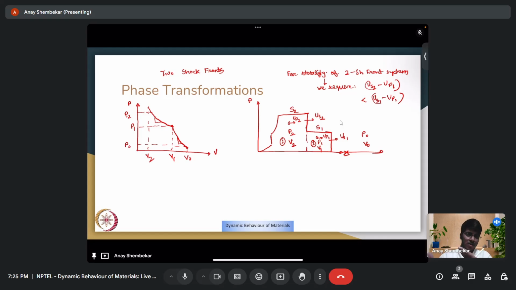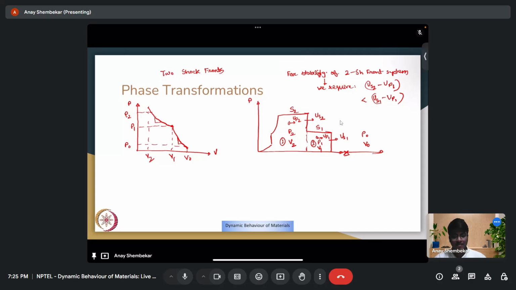What would happen in the alternate case? If US2 is larger than US1, eventually the second shock front will catch up with the first shock front and overtake it and move forward. So eventually that is what is seen, and therefore that becomes a problem. Such a two shock front system will no longer be stable.